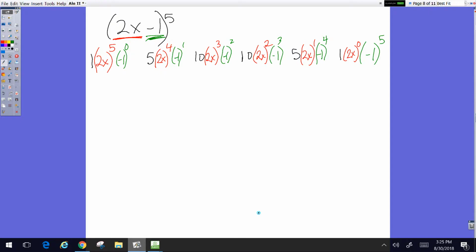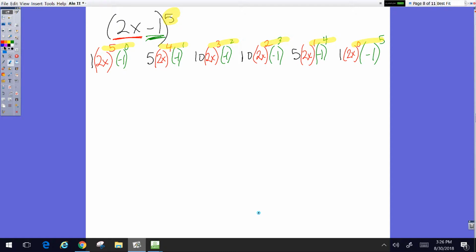Now, a couple ways you can check to see if you're doing it right at this point is, if this is the 5th power, then these two should add up to 5. Add up to, add up, add up. They do. They should all the way across. And if they don't, you've messed something up. So do a quick check before you move on.